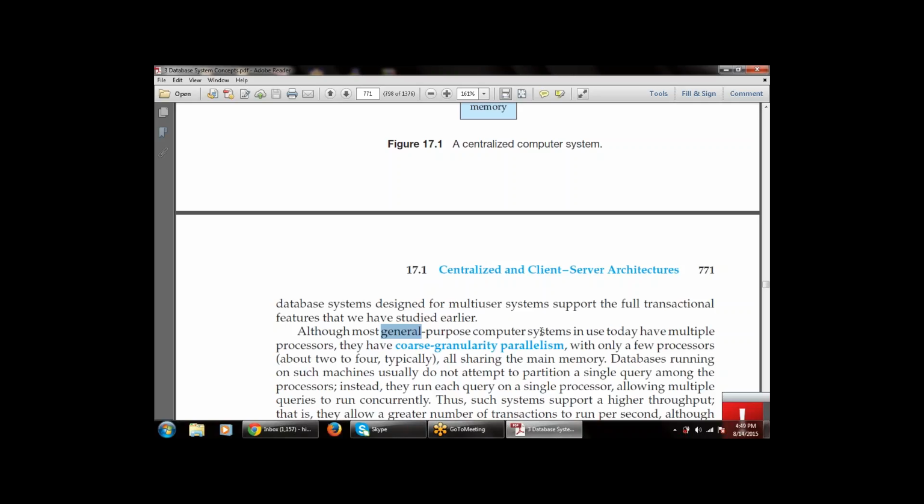Although most general purpose computer systems in use today have multiple processors, they have coarse granularity parallelism, that is, parallelism with only a few processors, typically about 2 to 4.